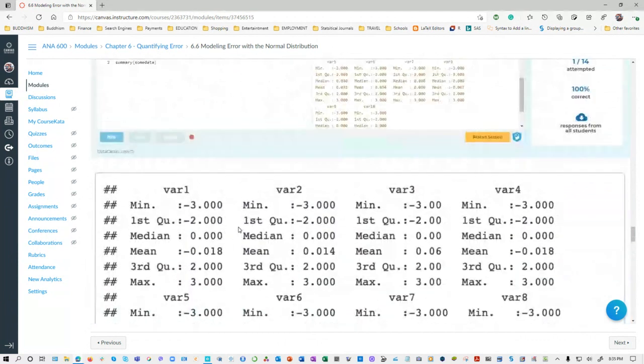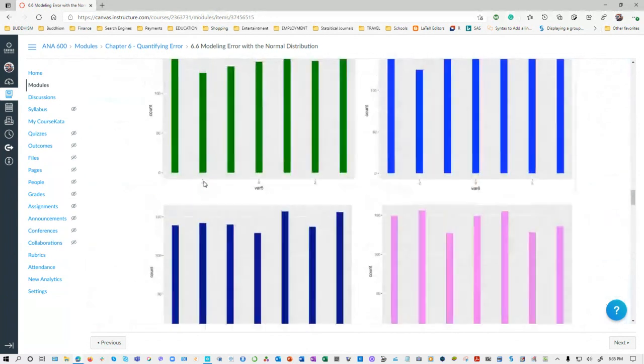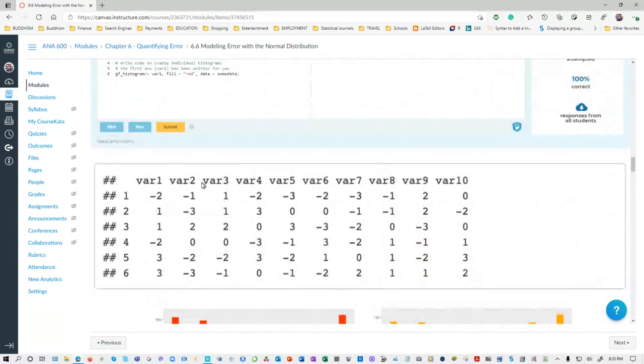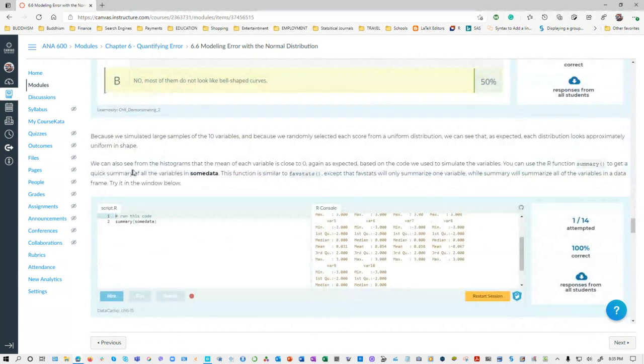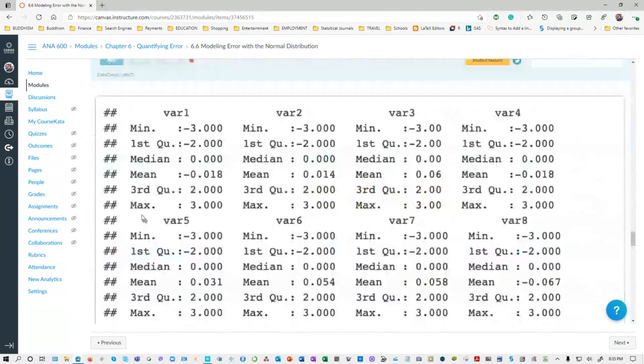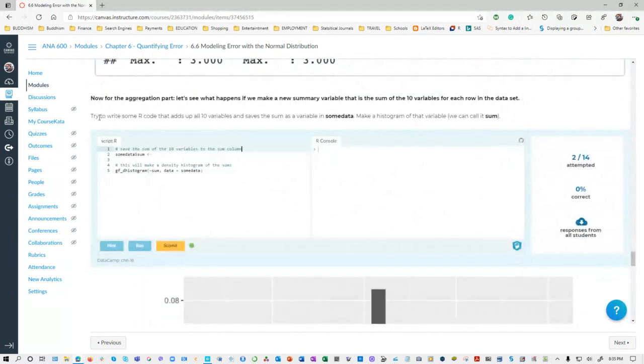So you need these variables. This is my data set, which looks like this: var1, var2, var3. I'm not talking about adding this way; I'm talking about adding this way. That's what they call row-wise.